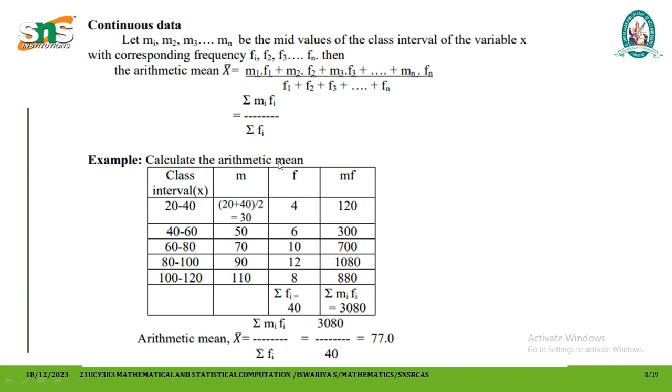In the denominator, the formula is summation f. Summation f means we have to add all the values of the f column. So by adding all this, I get an answer as 40. Substituting these values in the formula, that is 3080 divided by 40, I get a value of 77 for the mean value for the continuous data.